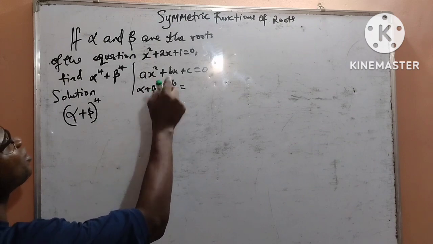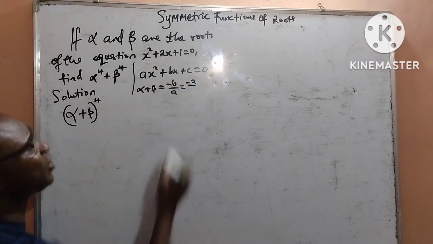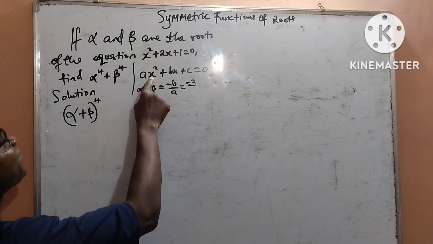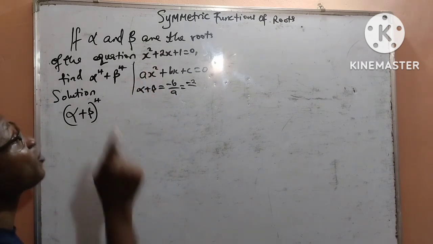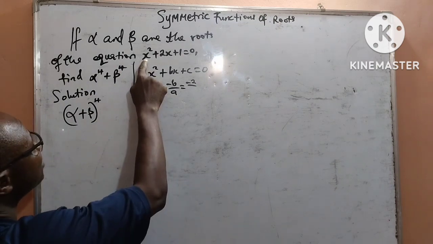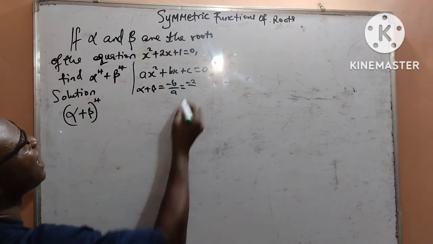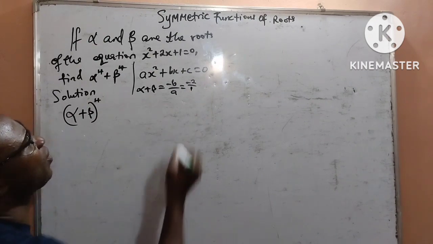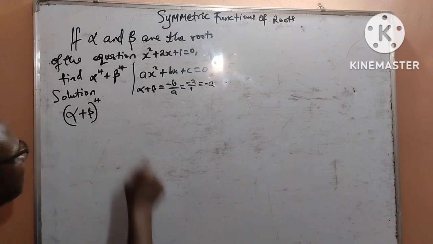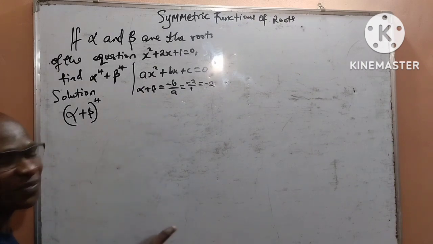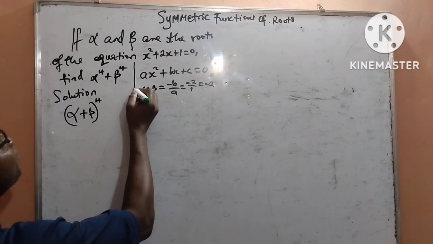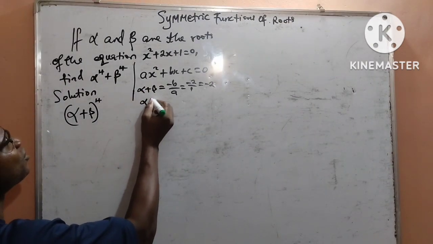So, my minus b will now be minus 2 all over a, and the coefficient of x squared here is a. So, I will come to the quadratic equation that I am given and find the coefficient of x squared, which is 1. So, I have it as minus 2 over 1, and that is going to give me negative 2. What does that mean? That the sum of roots is equal to negative 2. The next thing I will do is to find the product of roots.